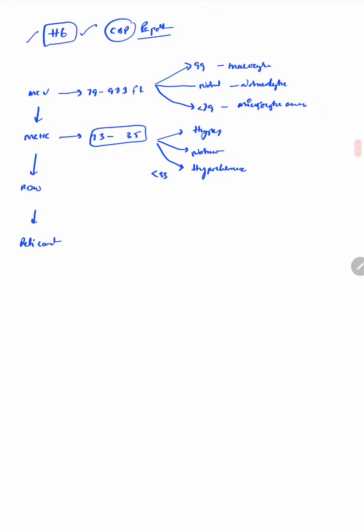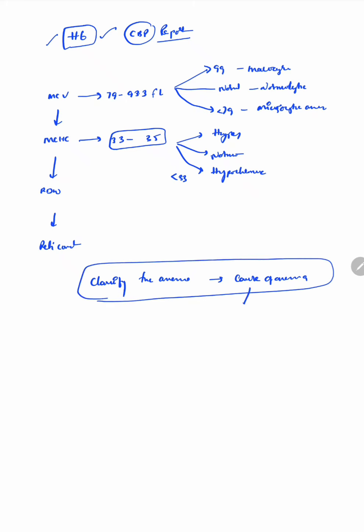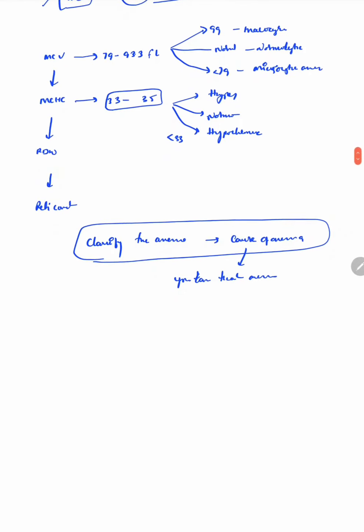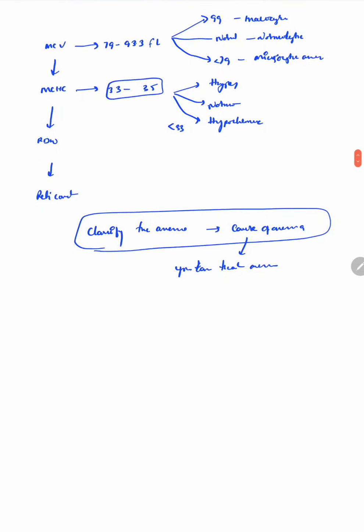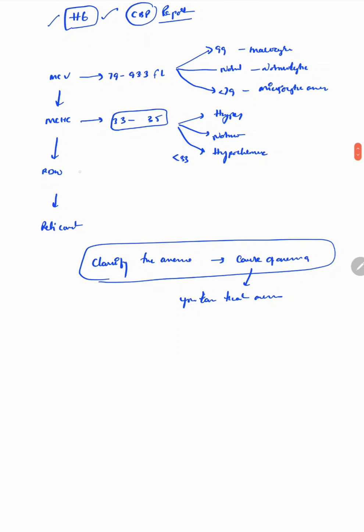So what is the purpose of seeing MCV, MCHC, RDW and retic count? To classify the anemia, so that you can know the cause of anemia, so that you can treat anemia. This is the initial evaluation of anemia. Okay, next, after that we see RDW.